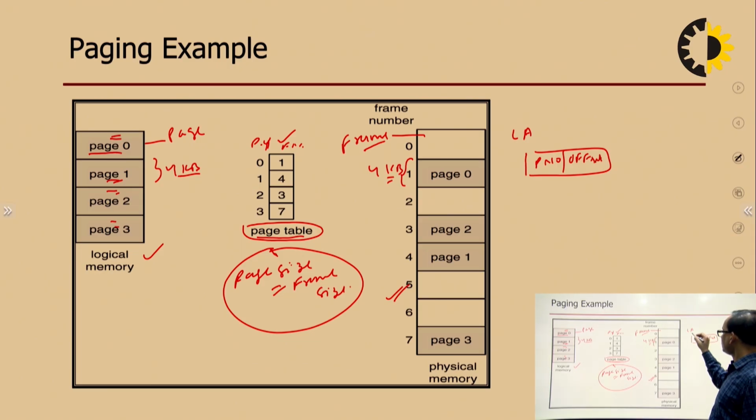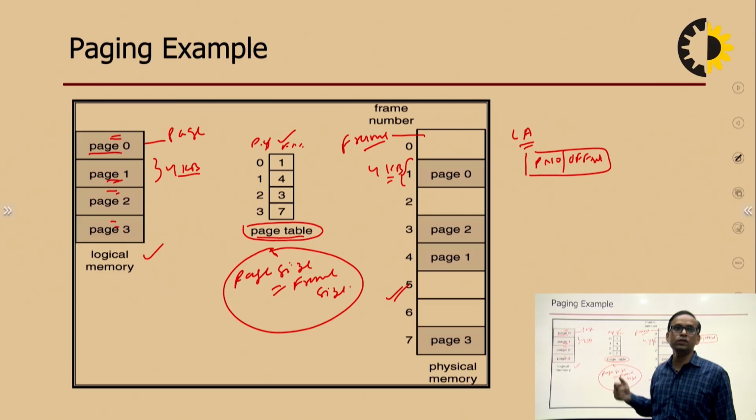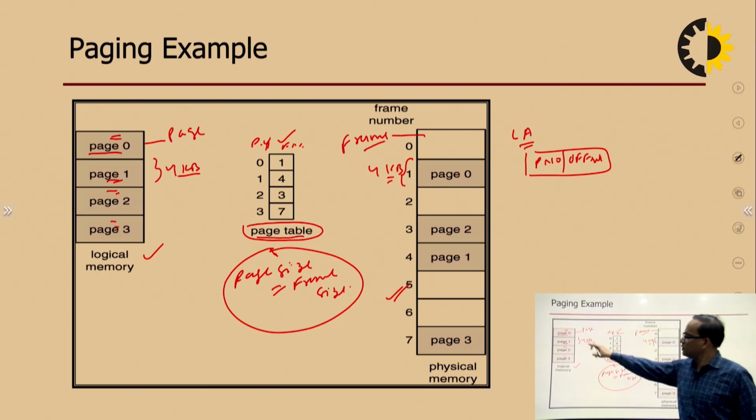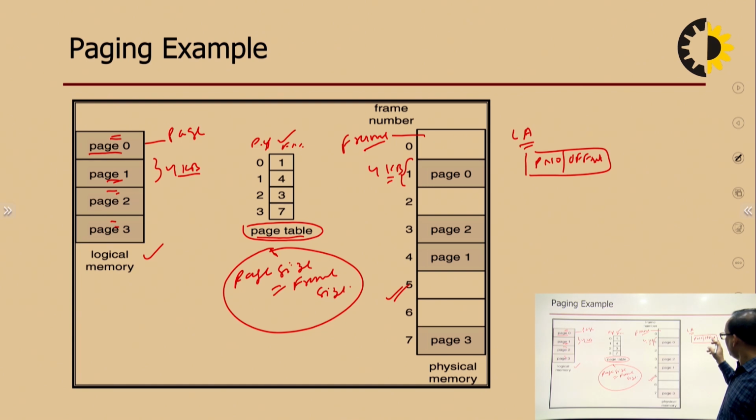So whenever the CPU wants to fetch an instruction from any of these pages, the CPU will generate the logical address, and that logical address will contain two parts. First part will be the page number, second part will be the page offset. The page number represents the page number value, and the offset basically represents the index or location of the instruction corresponding to a specific page number.